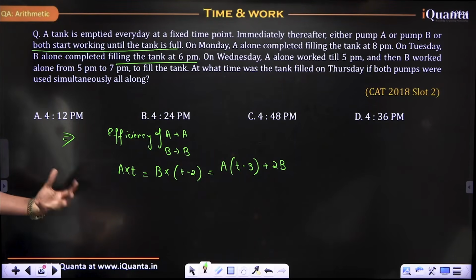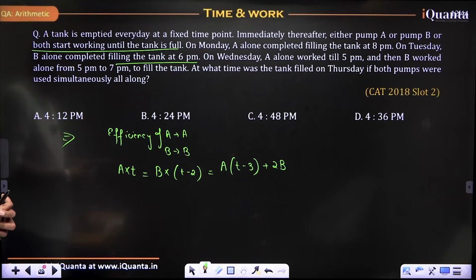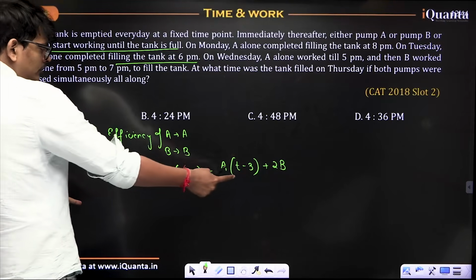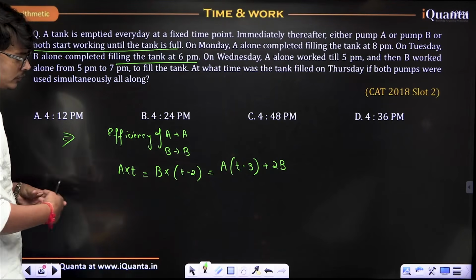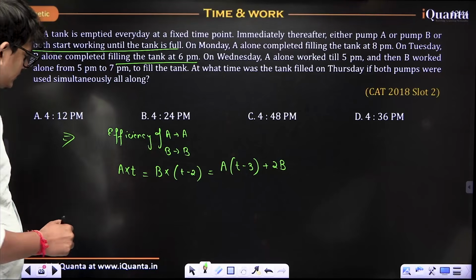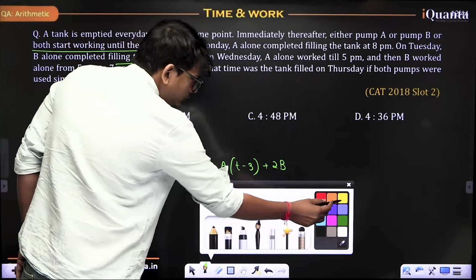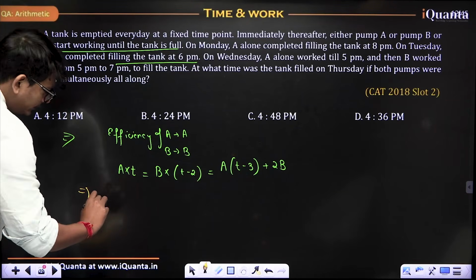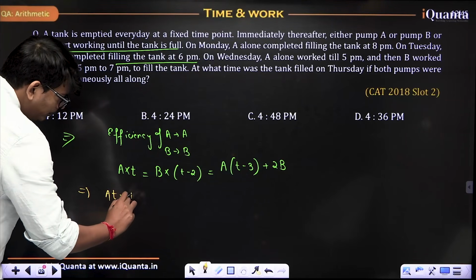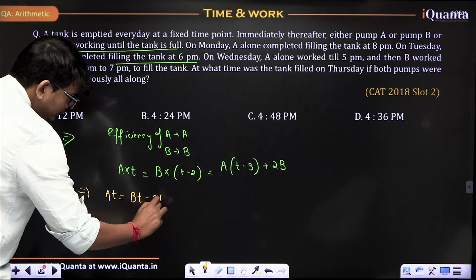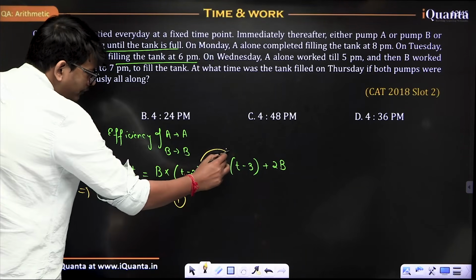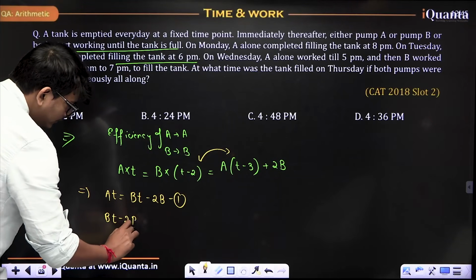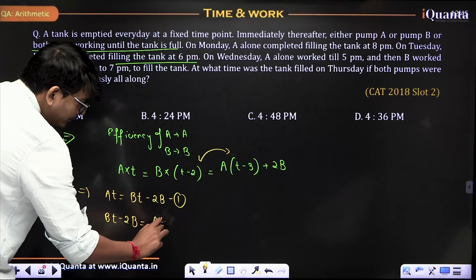Now I will try to find out some relation between A and B, right? So let's solve them individually. First I'm targeting these two in order to find out something. Then I will obviously go to this. Or you can start with this also. Okay, let's solve this. AT is equal to BT minus 2B. This is the first equation.